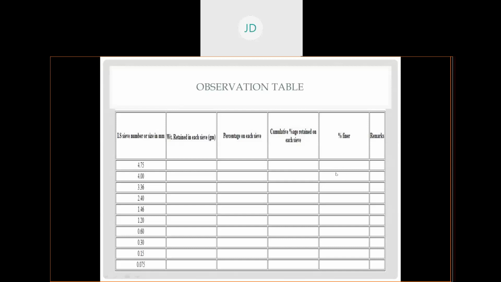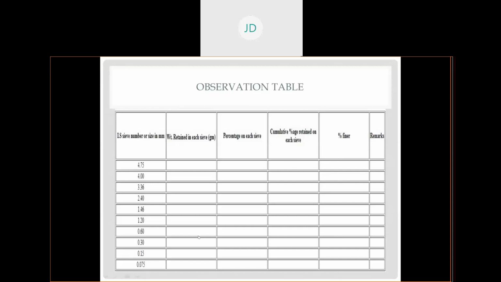So what about this term? 100 minus this term. For filling this third column, 100 minus this, 100 minus this, like that. So percentage finer is 100 minus the cumulative percent retained for the individual sieve. These things you have to prepare after sieve analysis. So from this table, you will get the percentage finer and the IS sieve.